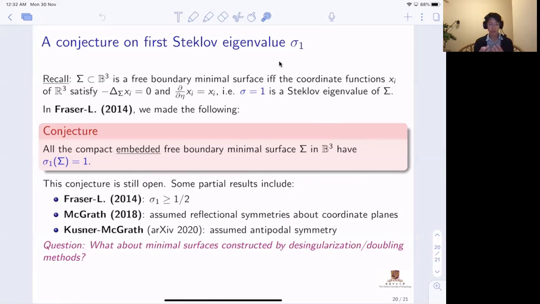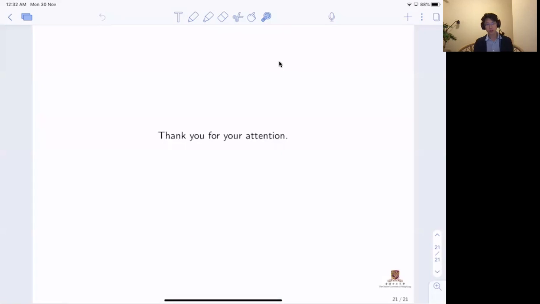But the natural question still remains whether we can verify this conjecture for all the examples that we have known so far. There seems to be still some work in progress along this direction. So this is all I want to talk about for these two parts of the talk. Thank you for your attention.